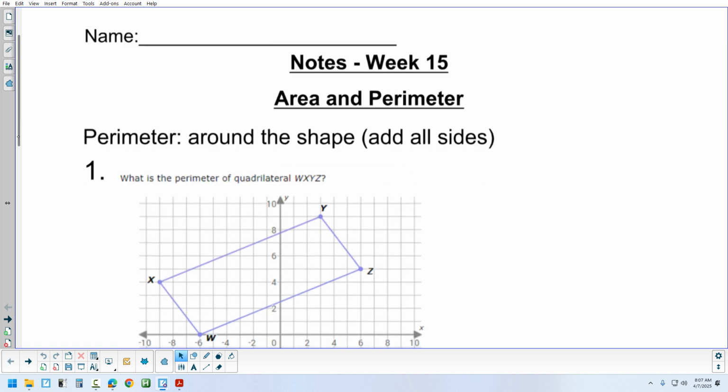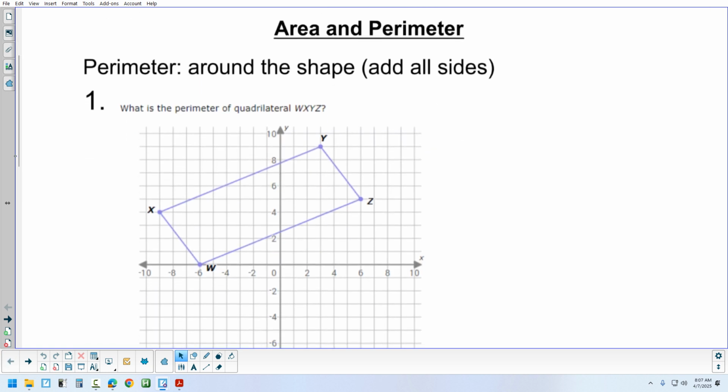All right, so let's start with perimeter. The first one is a quadrilateral. We don't know if it's any kind of special quadrilateral. It doesn't say it's a rectangle. It doesn't say it's a trapezoid. All we know is it's a quadrilateral. So we have to find the length of each side. How are we going to do that?